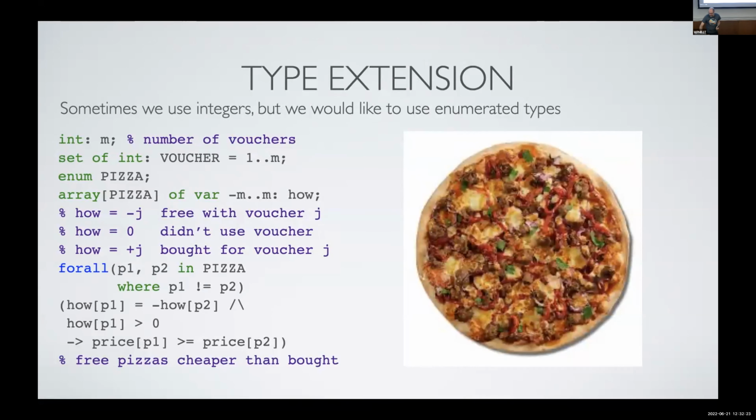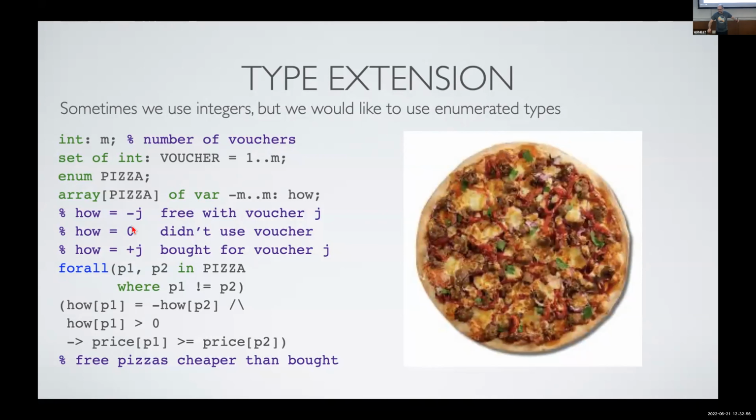So the way this is modeled here is that we have a set of vouchers and a bunch of pizzas, and for each pizza we say how we pay for that pizza. We use a really funny encoding here: if the value of how for a pizza is minus j, then we get that pizza for free by using voucher j. If it's plus j, then we're paying for the pizza and activating voucher j by that purchase. And if it's 0, it just means we buy the pizza and don't use a voucher.